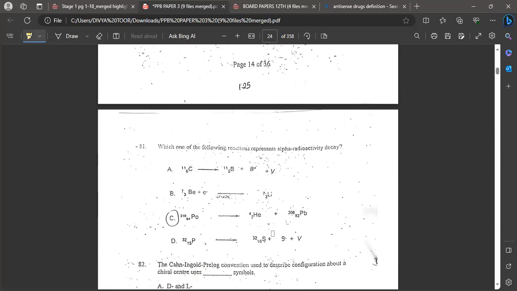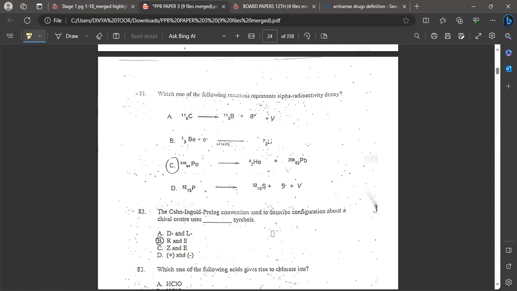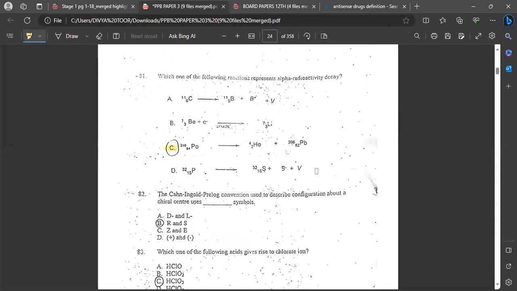Which of the following reactions represents an alpha radioactivity decay? Because of the helium, I'm going to go with C. You guys are okay?